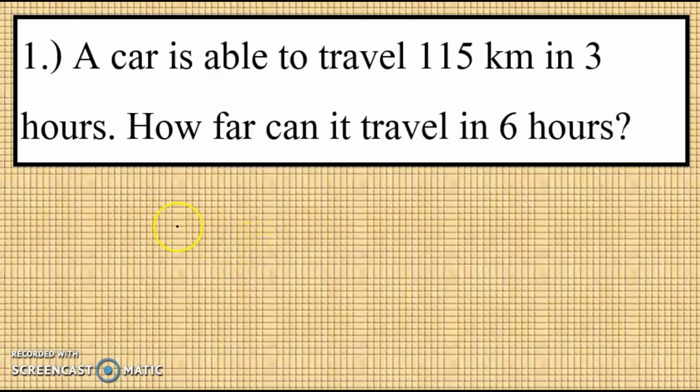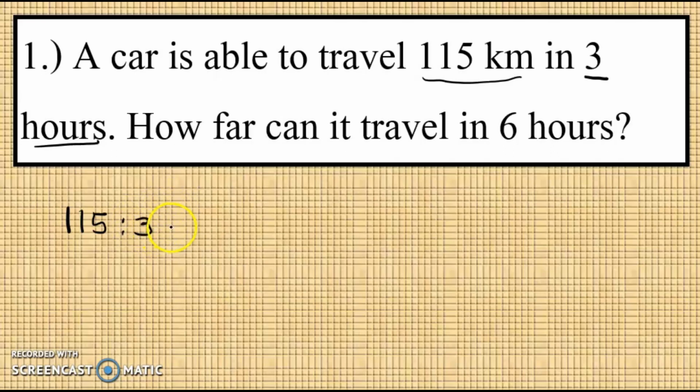Now, let us solve this problem. Number 1. A car is able to travel 115 km in 3 hours. How far can it travel in 6 hours? Okay. So, this is a direct proportion. Why? Okay, let's analyze. The first ratio that we see here is 115 km in 3 hours, so we can write 115 km is to 3 hours.